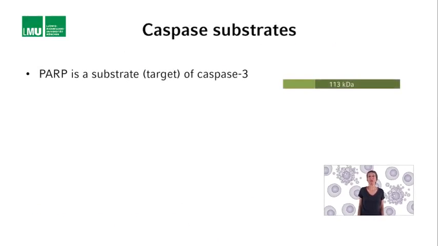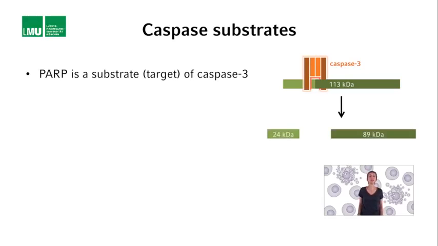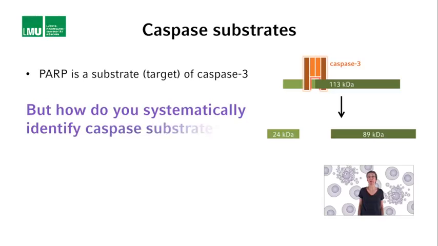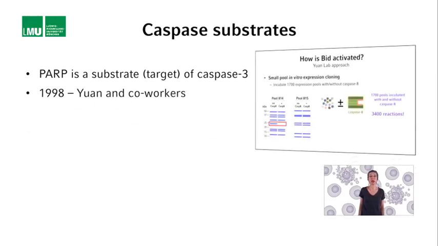One of the first caspase substrates identified was PARP, the poly-ADP ribose polymerase, about which we talked in week 4. PARP was found to be cleaved specifically in apoptotic cells, and the development of an in vitro PARP cleavage assay enabled Nicholson, Miller, and co-workers in 1995 to purify and identify mammalian caspase 3. But how do you systematically identify caspase substrates? We actually talked about one approach last week, an approach that Junying Yuan and co-workers employed in 1998.